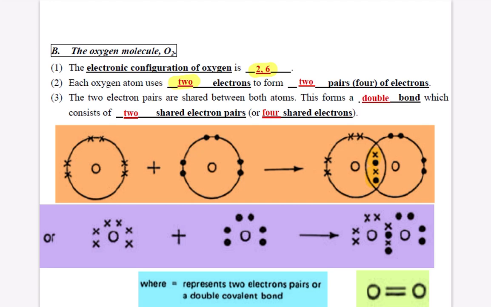So for this, they have 4 electrons in between. So we describe it as 2 share electron pairs. 1 pair, 2 pair. Alright? So we have 2 share electron pairs. And we say it as double bond, because each pair of electrons is 1 bond. And for 2 pairs, it is double bond.